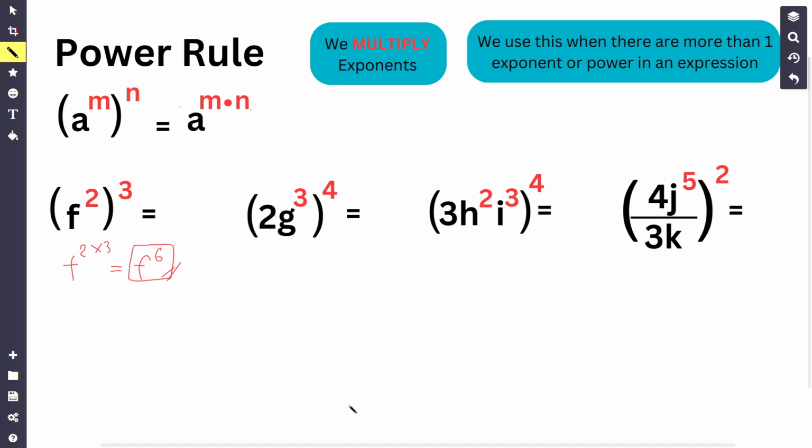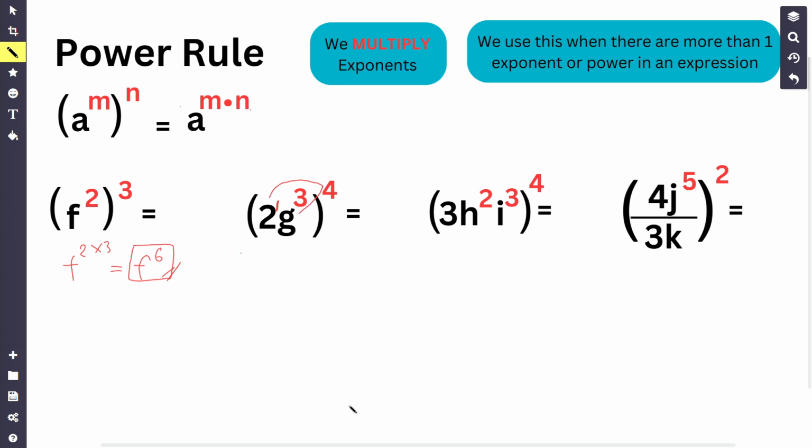Now, what if we have this kind of example here? We have 2g cubed and then we raise the whole term to 4. So how do we do this one? First thing you have to remember is that the 2 here has an invisible power of 1. Please remember that any number or variable has an imaginary power of 1. The next thing we need to do is distribute the power to both 2 and also to g.